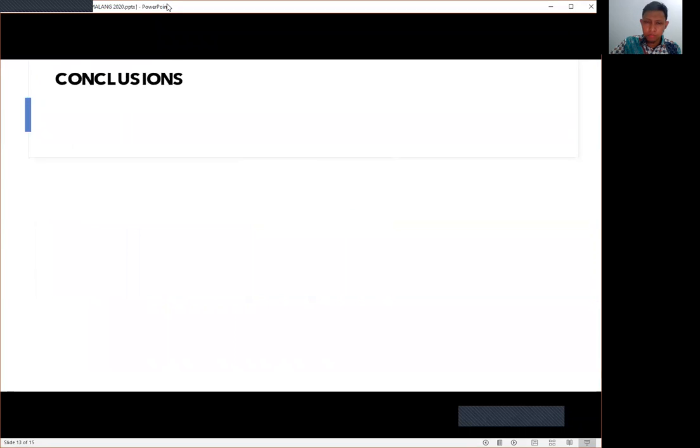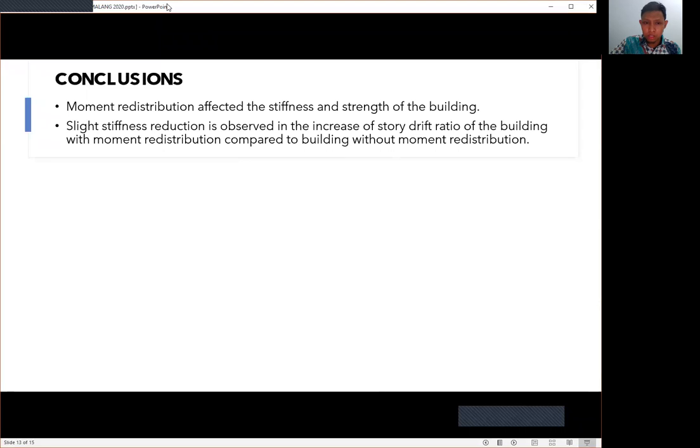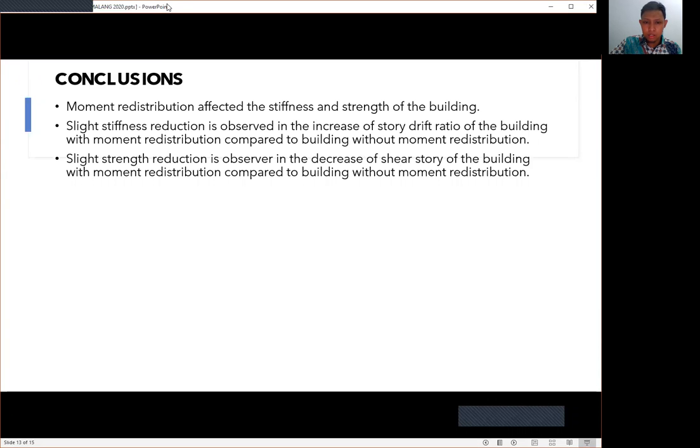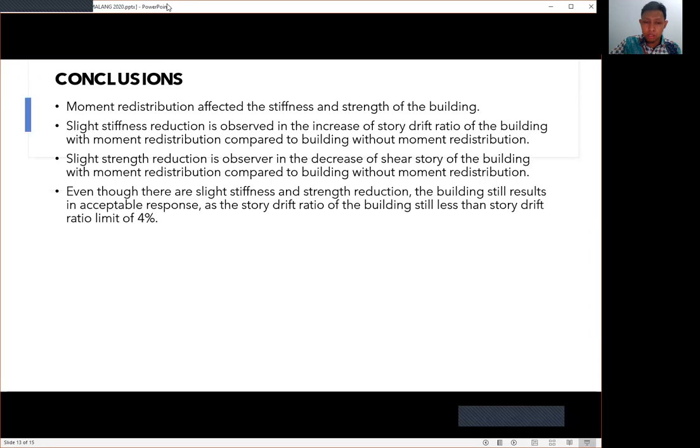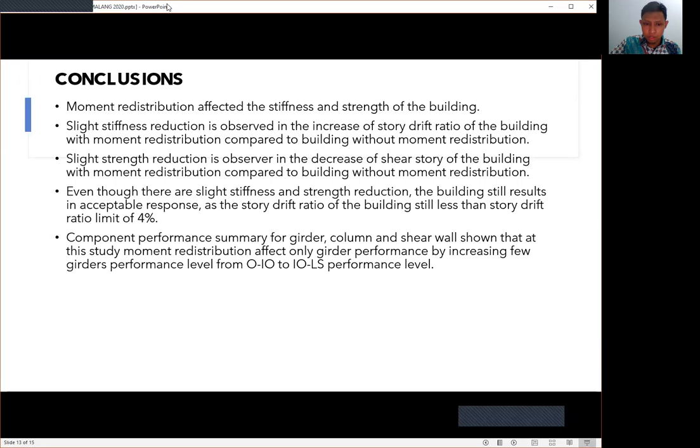The conclusion is that moment redistribution affected the stiffness and strength of the building. Slight stiffness reduction is observed in the increase of story drift ratio. Slight strength reduction is observed in the decrease of story shear of the building. Even though there are slight stiffness and strength reductions, the building still results in acceptable response.